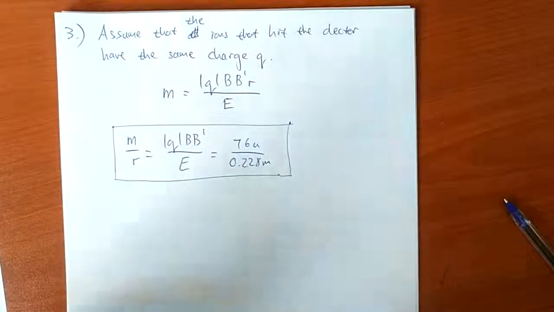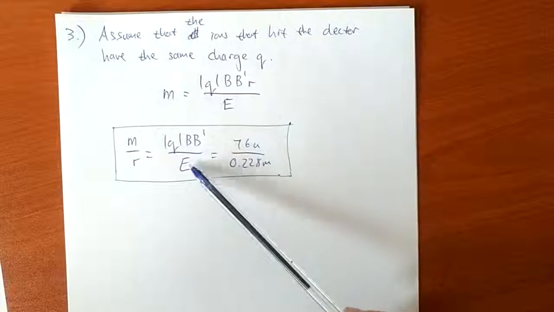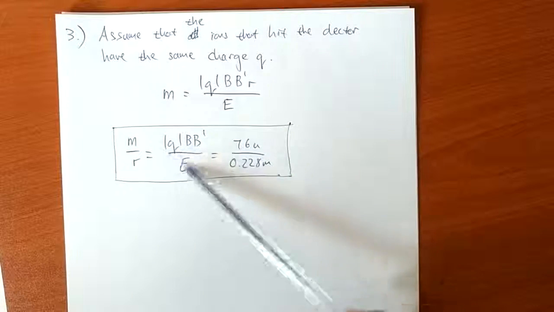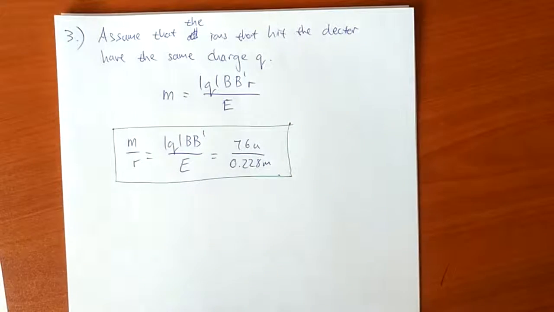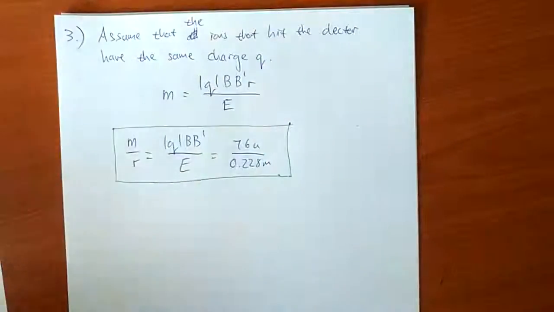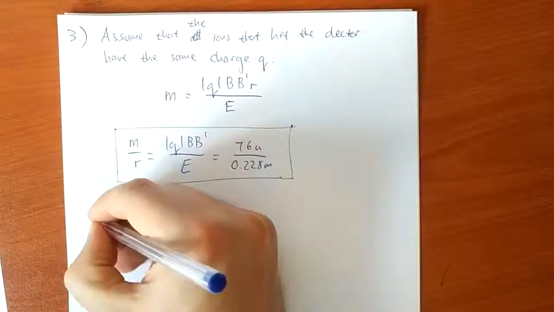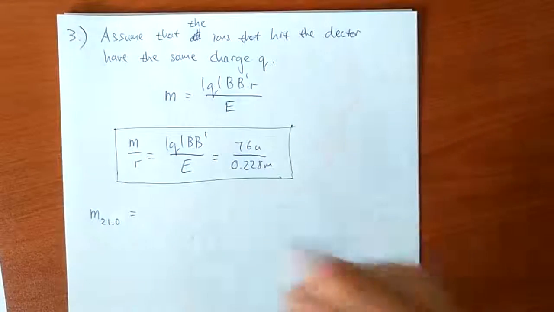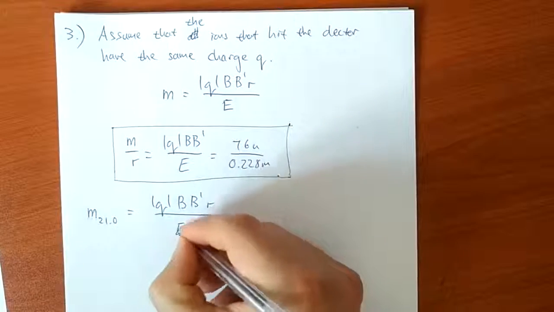If you don't know how to start, a good way to start is just to write down what you know. And this B, B prime, E, and Q will be the same for all of them. So for all of them, these four terms in this configuration, we know: it's 76 atomic mass units over 0.228 meters. Now it's actually quite simple. For another one of them, let's start with the 21.0 centimeters one. Let's suppose I want the mass for it. So mass of 21.0 is equal to Q, B, B prime, R over E.